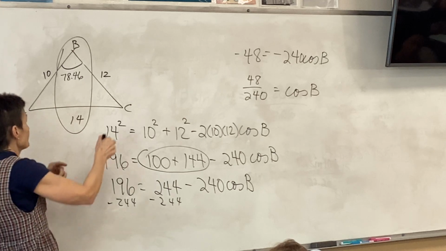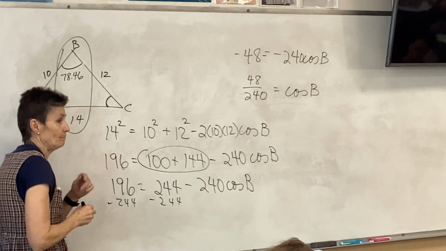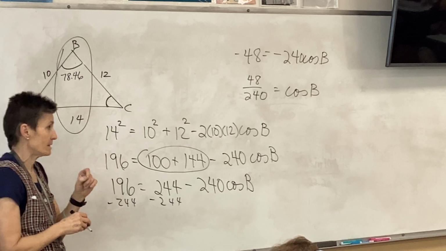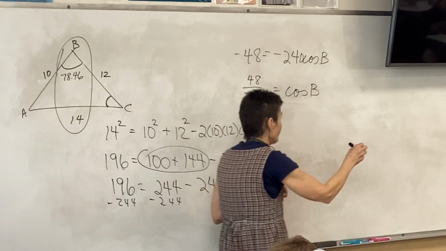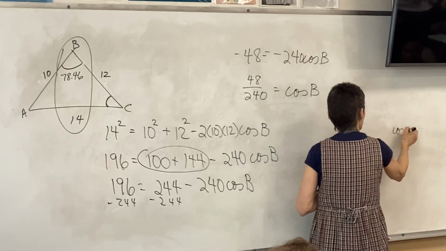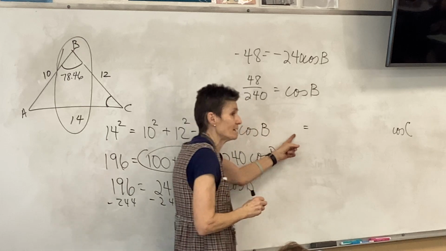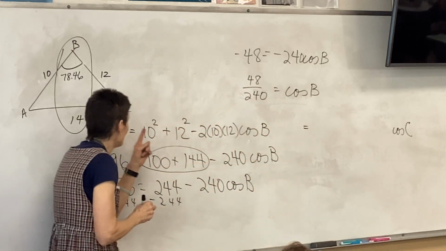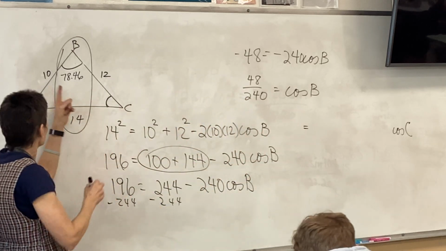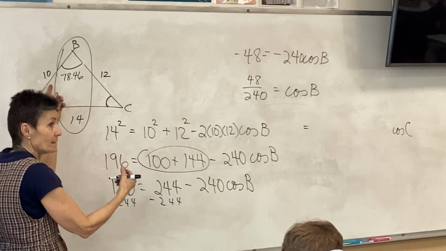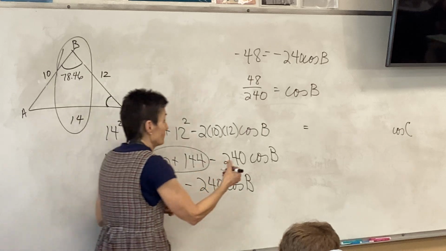C? All right, so now we're going to find angle C. If I am finding angle C, then out here on this end, it's going to say cosine C. And what is going to be over here then? If I am doing angle C, then over here on the left side of my equation is going to be 10 squared.